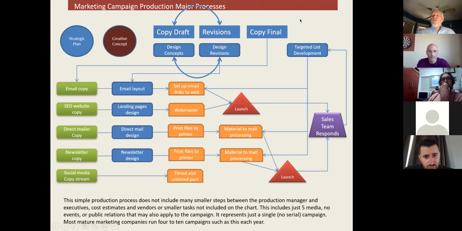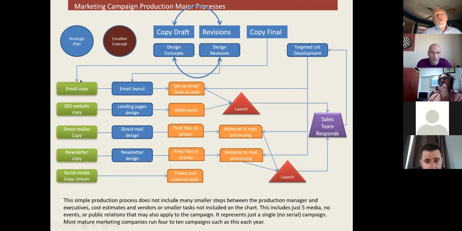In an individual campaign, you've got your plan, creative concept, you do your draft, you do revisions, you do design concepts, and you do revisions. It hardly ever happens in one time. If you're going to do something that's expensive, you want to make sure that it's right. It is almost always worth the design time if you're going to spend substantially on the media. So you've got your final copy, and now you're ready to go over and look at the individual media.